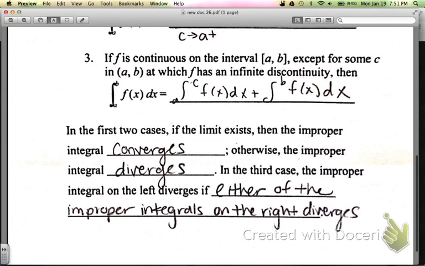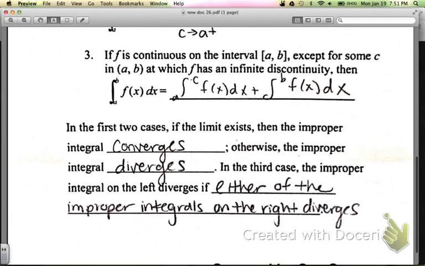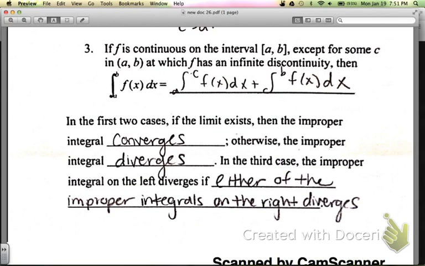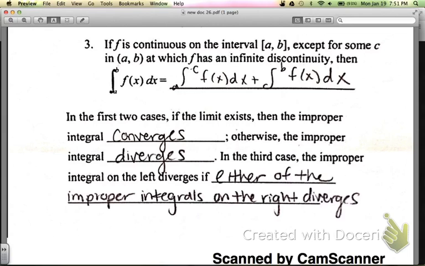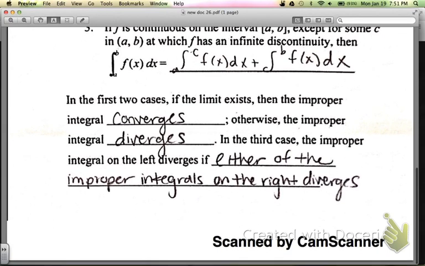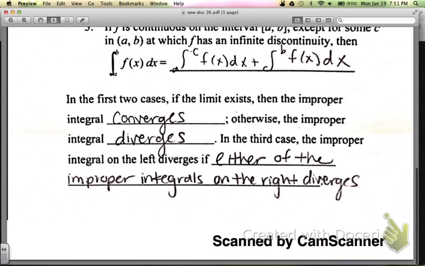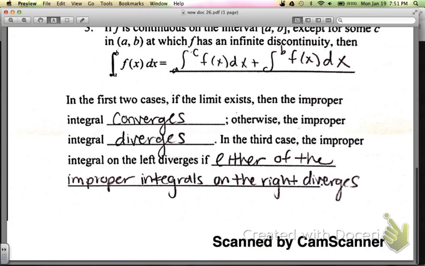So in the first two cases, if the limit exists, then the improper integral converges, meaning you're going to get a numerical answer for your integral. If the limit does not exist, then the improper integral diverges, so you'll get infinity or negative infinity or something like that. And in the third case, if either one of these two integrals, from a to c or from c to b, is improper, then it diverges. So you will not have an answer for that. It'll be infinity.